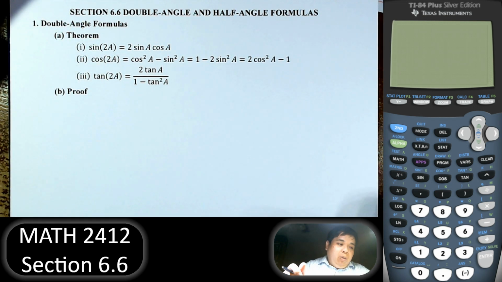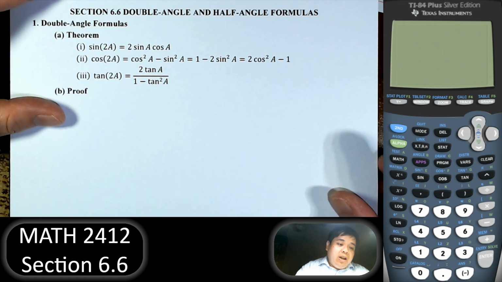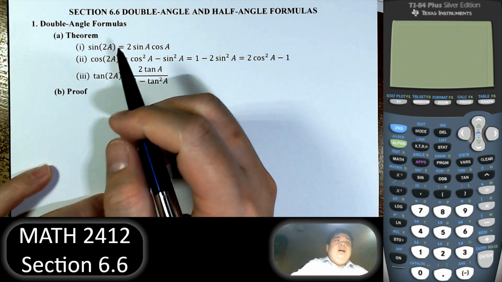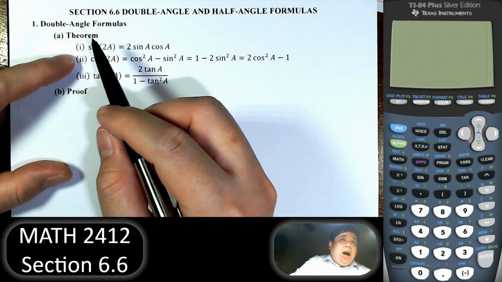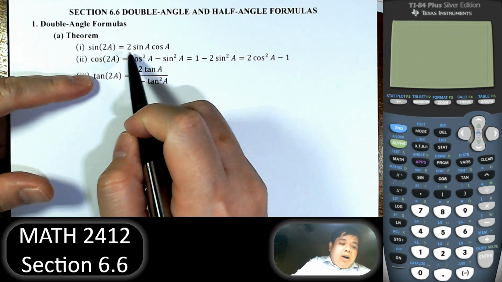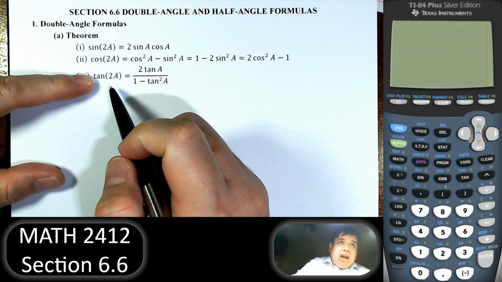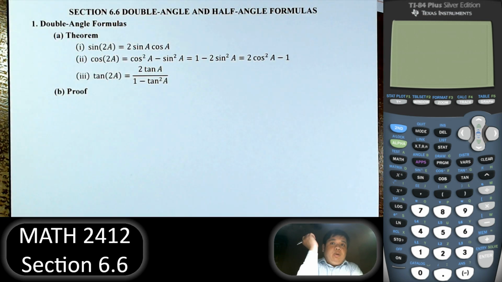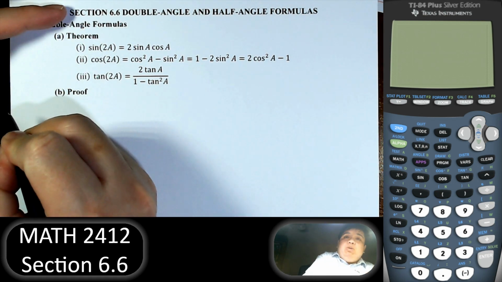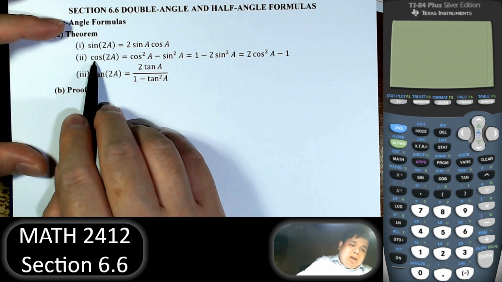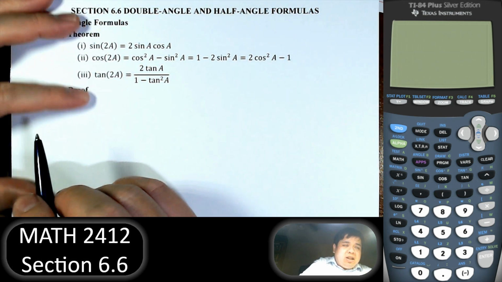Hi everybody, welcome to another video in pre-calculus section 6.6, double angle and half angle formulas. So now we have sine, cosine, tangent of double of an angle, and the formulas can be easily proved as long as we know the sum and the difference identities. So to prove something like this is easy.